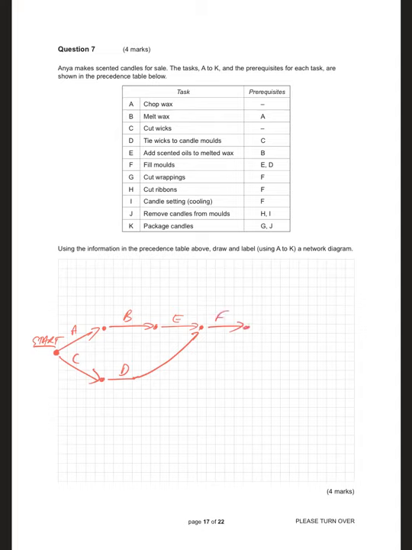G requires F. H also requires F. I requires F too. J requires H and I. They're not connected right now, but I can make them. J requires H and I, yep. K requires G and J, not connected right now, but I can fix that.